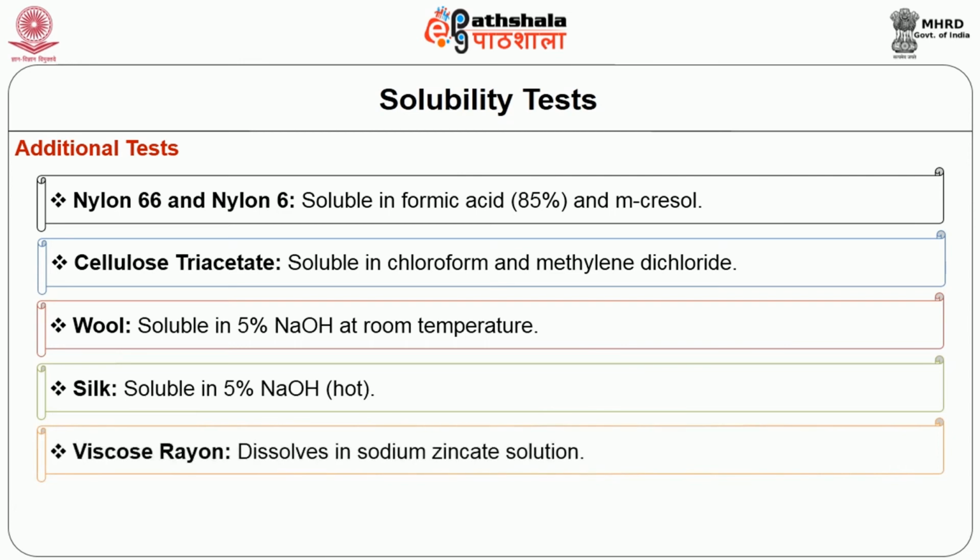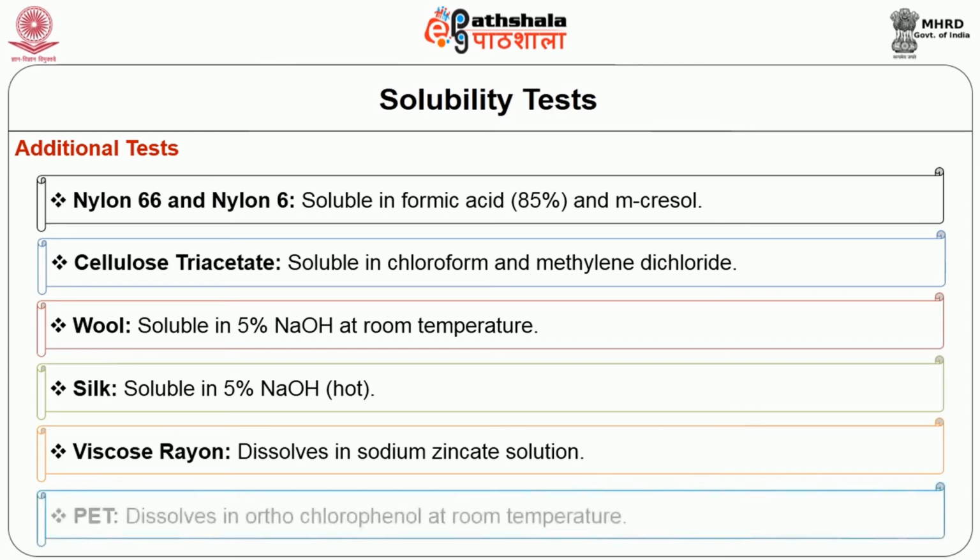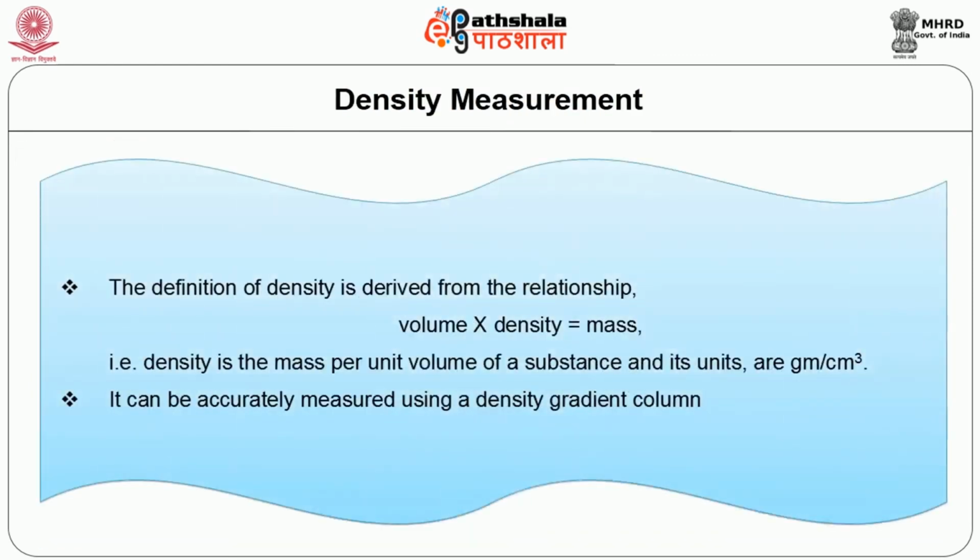In case of viscose rayon, it dissolves in sodium zincate solution. In case of polyester fiber, it dissolves in orthochlorophenol at room temperature. These are some of the additional confirmation tests we can make for nylon 66, nylon 6, cellulose triacetate, wool, silk and viscose rayon. So another measurement is called density measurement.